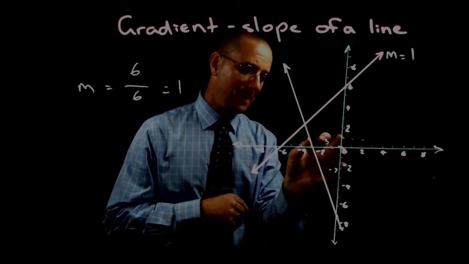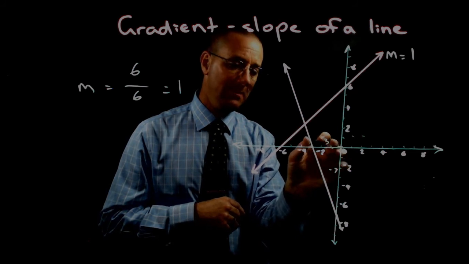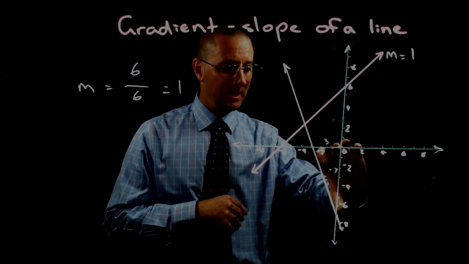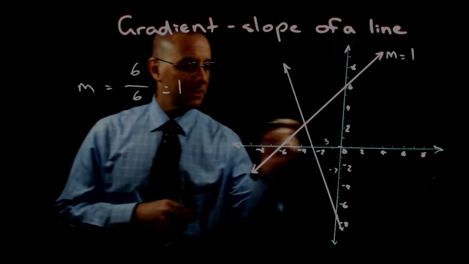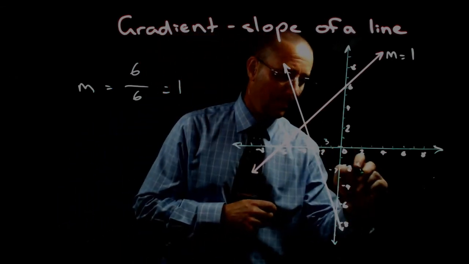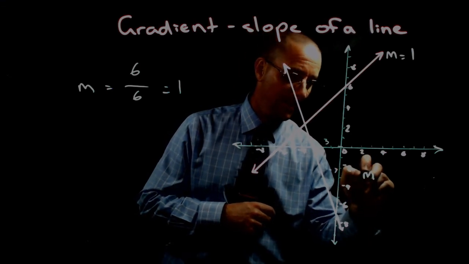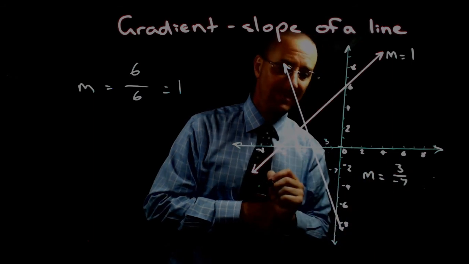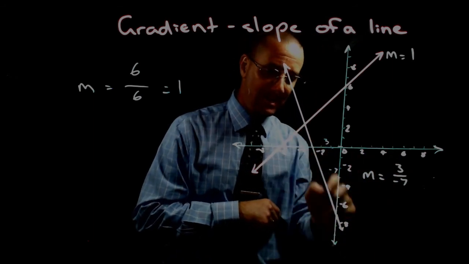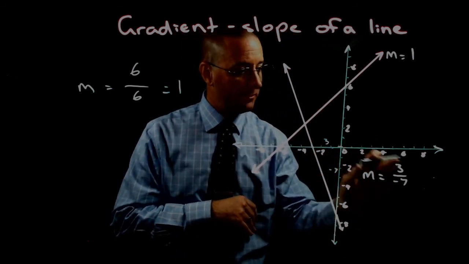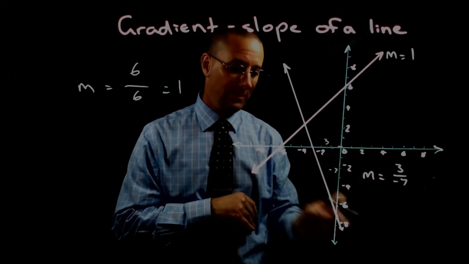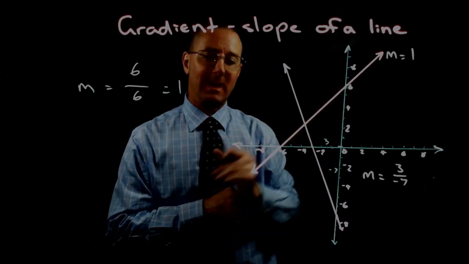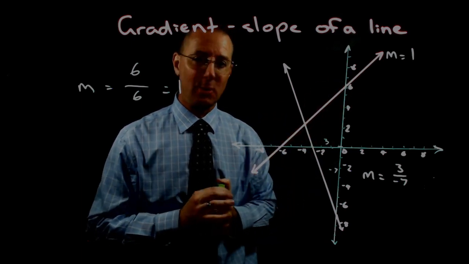So for this second line here, we've got a run of +3, and in the time that it runs those 3, it drops -7. So for our second line here, we would have m being equal to 3 divided by -7. And so for our second line here, the green line, we have a gradient of -3 over 7. Hopefully that will help you to be able to do some calculations with the slope of a line.